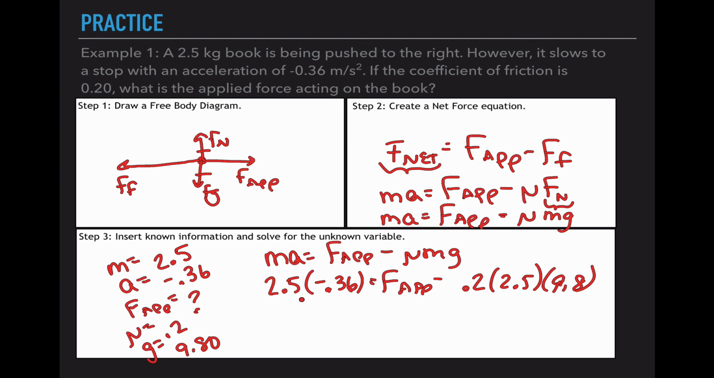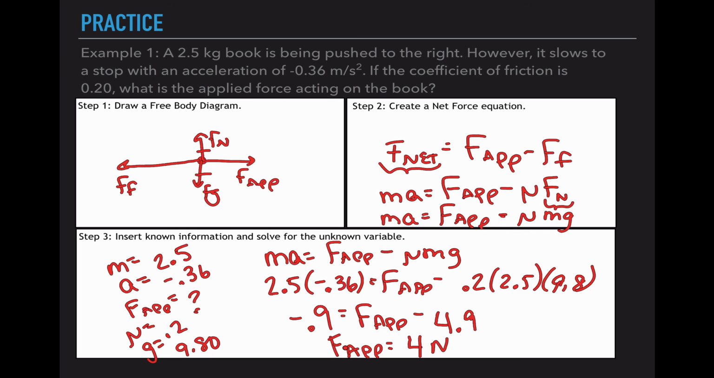We're going to combine numbers. And 2.5 times negative 0.36 is negative 0.9. F applied, we still don't know. 0.2 times 2.5 times 9.8 is 4.9. And now to solve for F applied, we are going to add 4.9 to both sides. So F applied equals 4 newtons. So even with applying 4 newtons, we are not overcoming the frictional force acting on this book. So we are slowing to a stop, but our force applied is a total of 4 newtons.